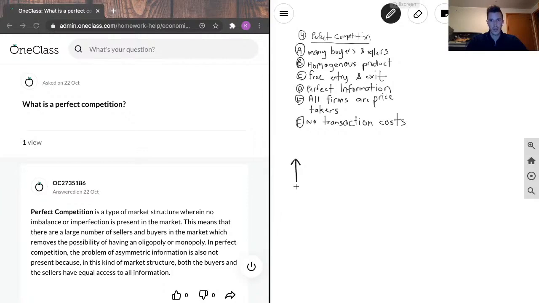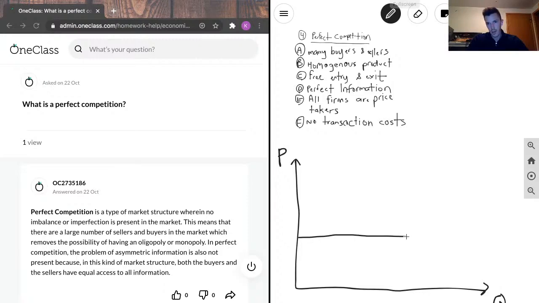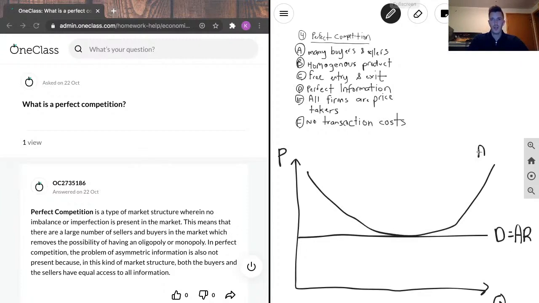Long run chart I can draw. We've got quantity on the x-axis and price on the y-axis. And we remember that firms are price takers. So we have a horizontal demand curve equal to the average revenue. We've got an average total cost that is U-shaped. It's actually a pretty good drawing.